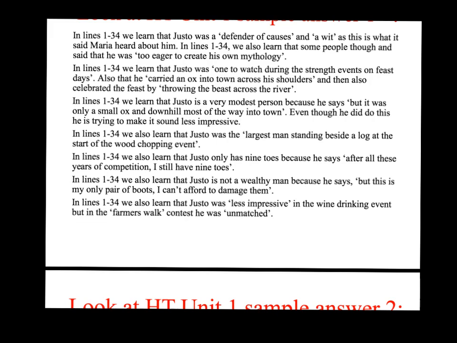In lines 1 to 34, we learn that Justo was one to watch during the strength events on feast days. Also that he carried an ox into town across his shoulders, and then also celebrated the feast day by throwing the beast across the river. In lines 1 to 34, we learn that Justo is a very modest person because he says, "But it was only a small ox and downhill most of the way into town." So all the way through this particular exemplar that you have here, you just have surface inference, if you like, and picking up on quotations. It's not really going into the inference or showing understanding of the character.